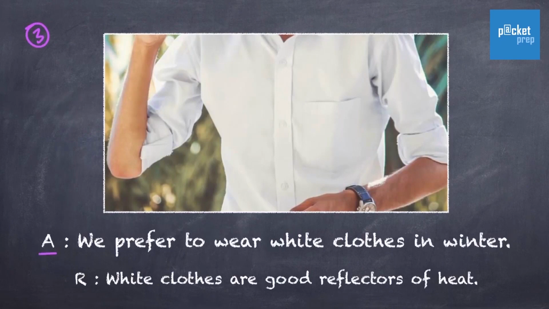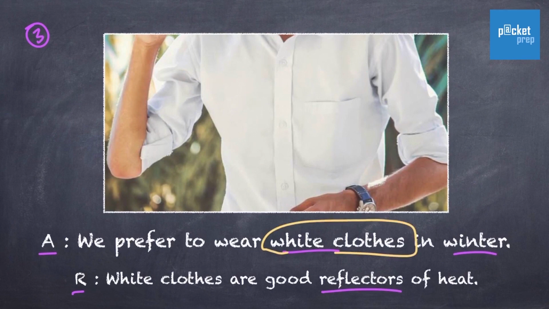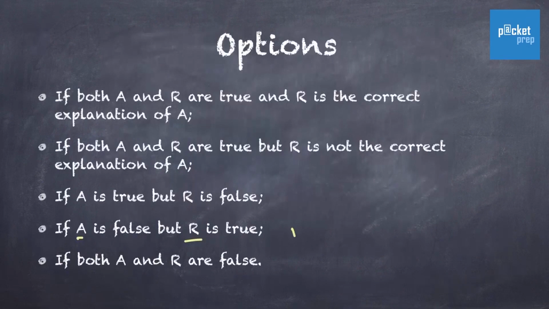The assertion is we prefer to wear white clothes in winter, and the reason is white clothes are good reflectors of heat. In a general perspective, people do not prefer white clothes in winter. In fact, they prefer wearing woolen or dark clothes which absorb the cold and keep them warm. And now let's look at the reason. White clothes are good reflectors of heat. And this is true. So the assertion is wrong and the reason is true. The option is D again.